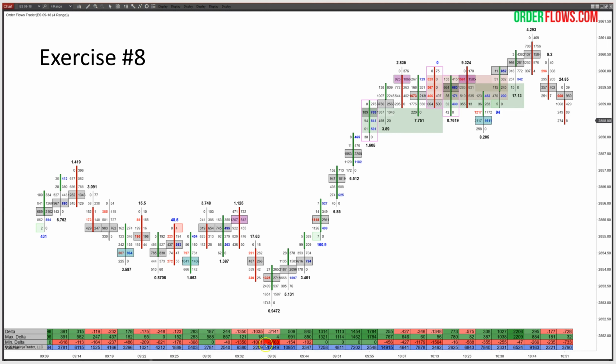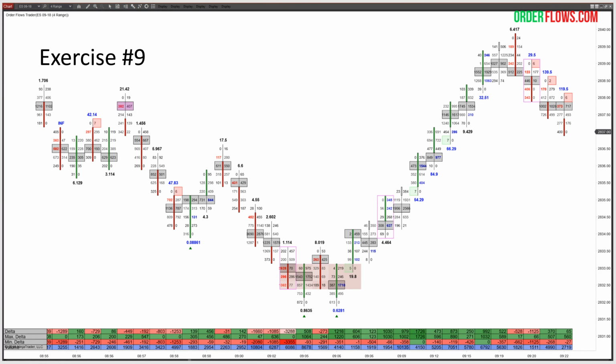Okay, well, you should see down here you got the strong negative deltas, minus 1350, minus 1035, then minus 2141. And then right on this low, strong negative delta, and then it starts turning positive, 509, 845, 1314, right in here. So we're making a shift from a supply-driven market as the market's going down to a demand-driven market. You even have a delta surge going on in here as well. Exercise number 9.